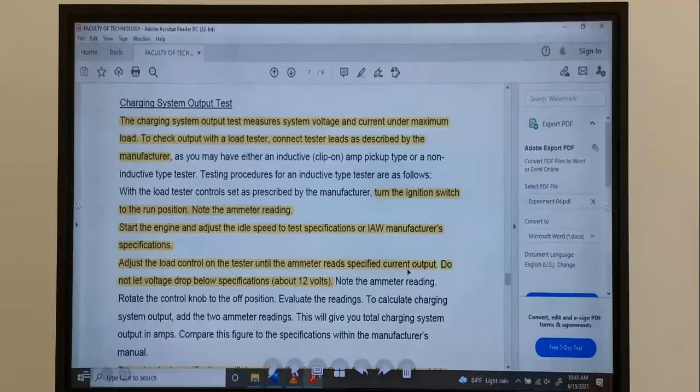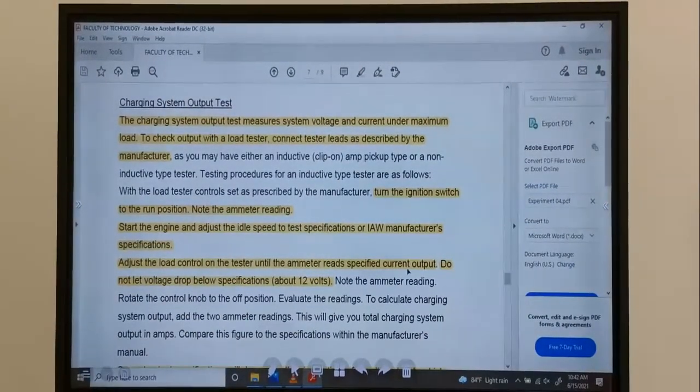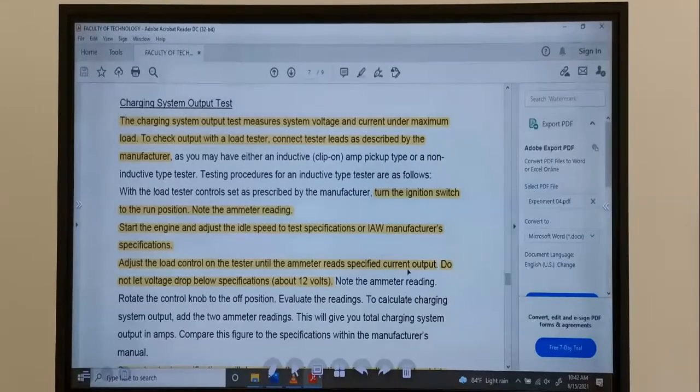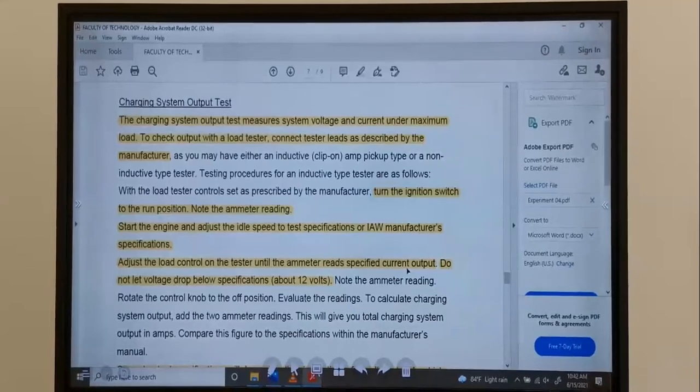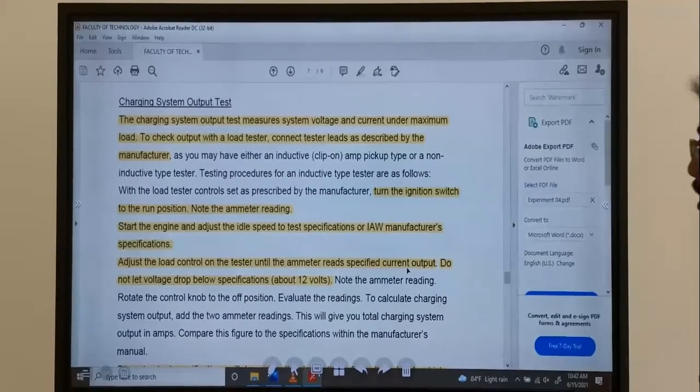Turn the ignition switch to the run position and note the amperes reading. Then start the engine and run at the highest idle speed to the test specification. The manufacturer gives the specification: the alternator gives this amount of current at this engine speed. That is called the manufacturer specification.